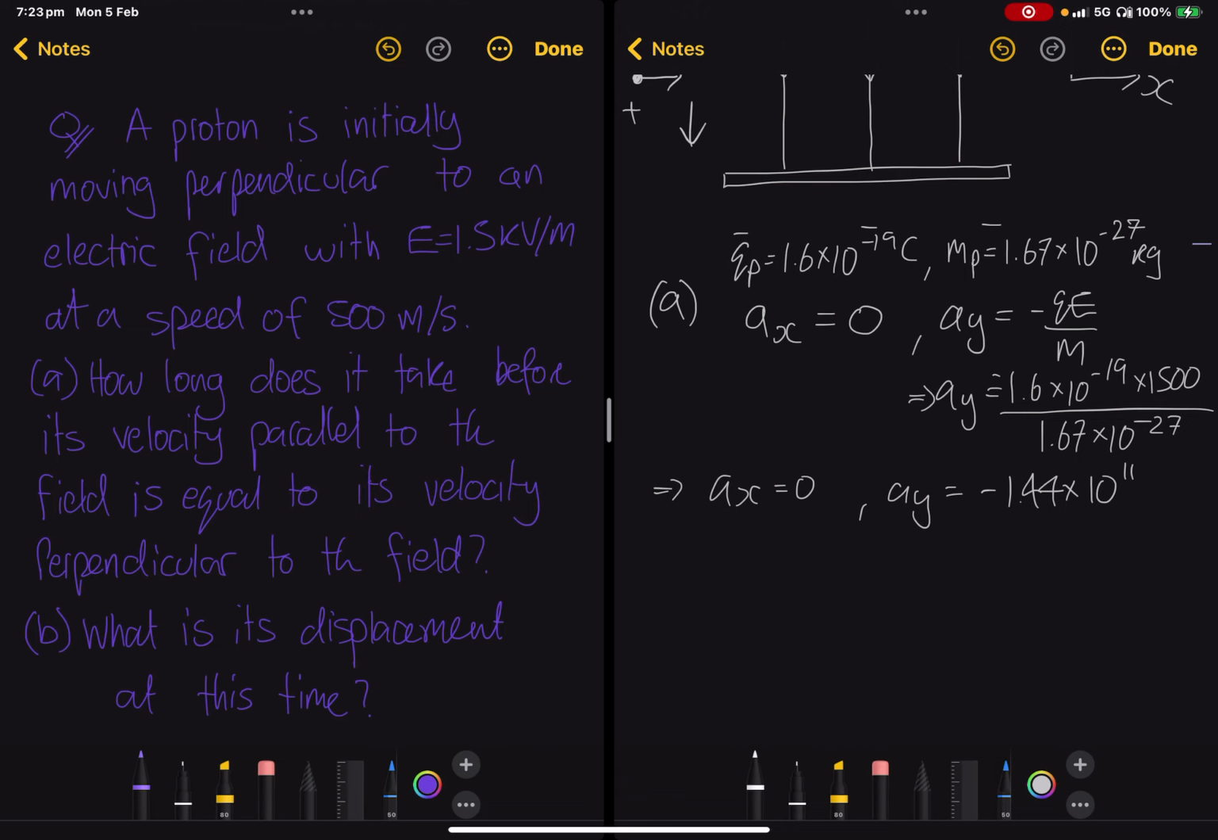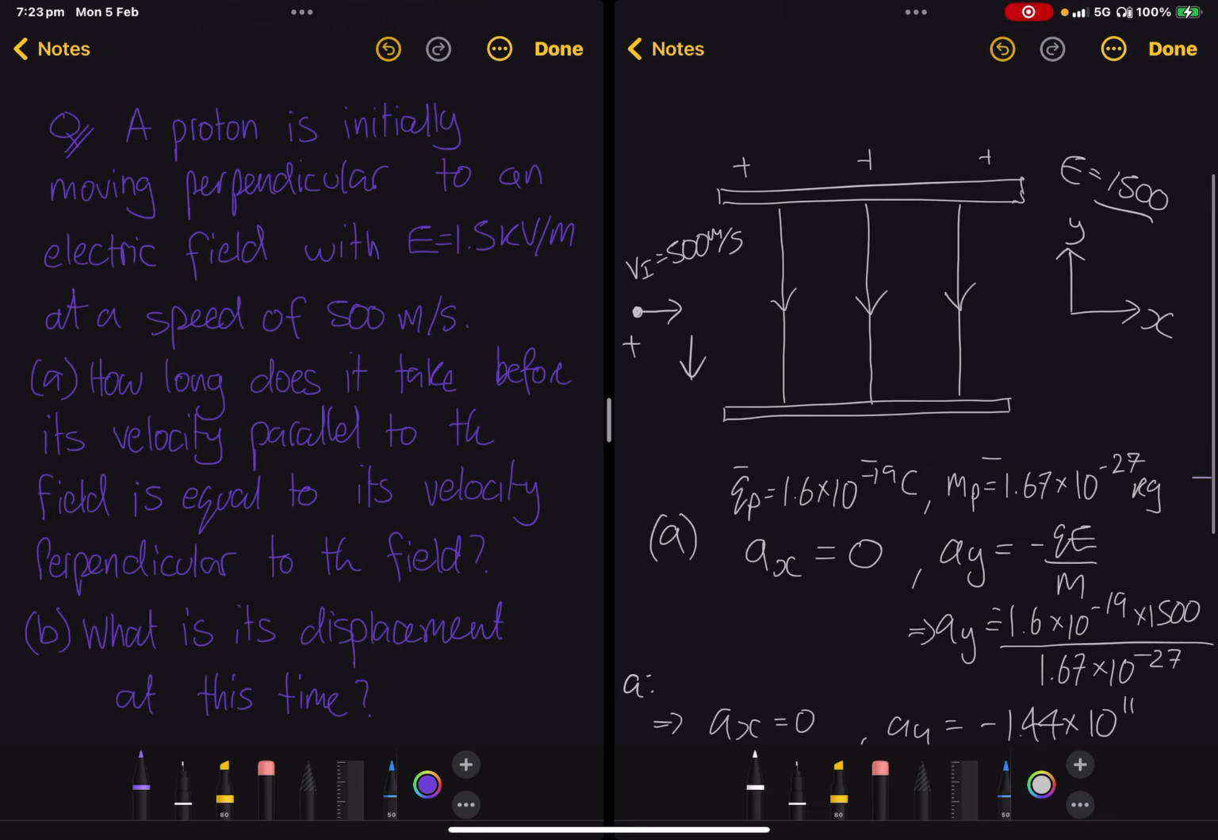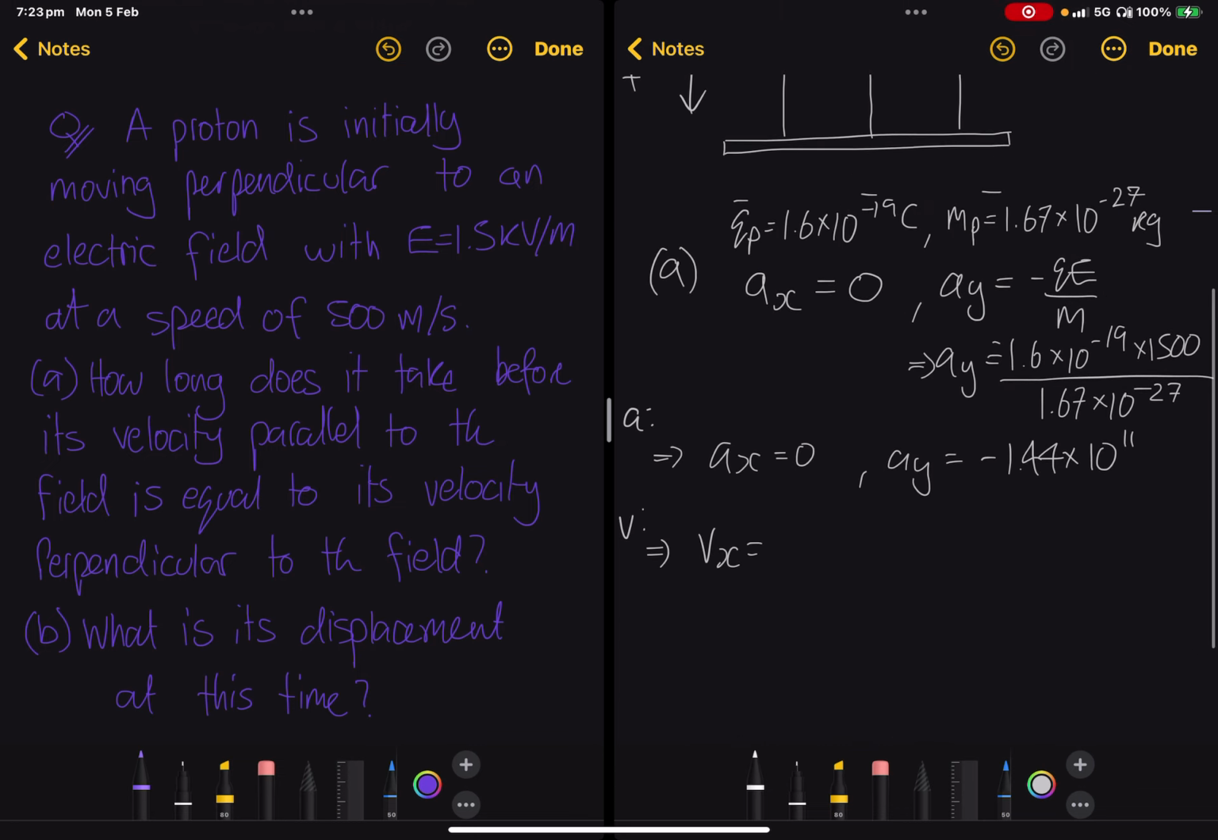So now we need to find the velocities. So this is our accelerations. Velocities. The velocity in x will be the initial velocity in x. The initial velocity in x was 500 meters a second, so this will be 500. The velocity in y will be the initial velocity in y plus the acceleration times time. Initial velocity in y was 0, so this will be minus 1.44 times 10 to the 11 times time.